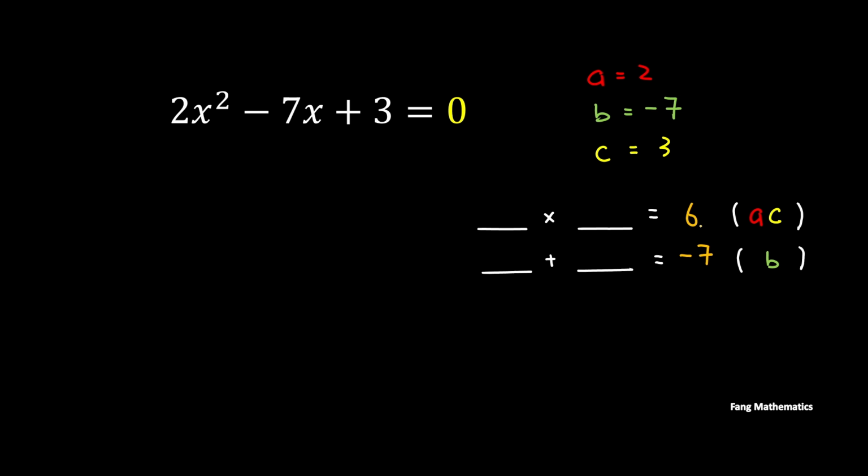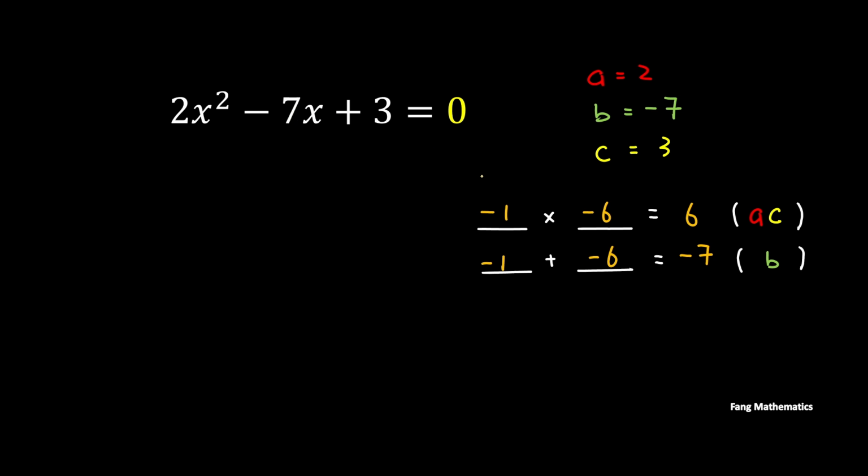Let's look at the first line. The product of two numbers is a positive number, so that tells us that the two numbers are of the same sign, while the sum is a negative number, so the two numbers of the same sign should be negative. So think of a combination that satisfies this condition. So I believe you should get minus 1 and minus 6.